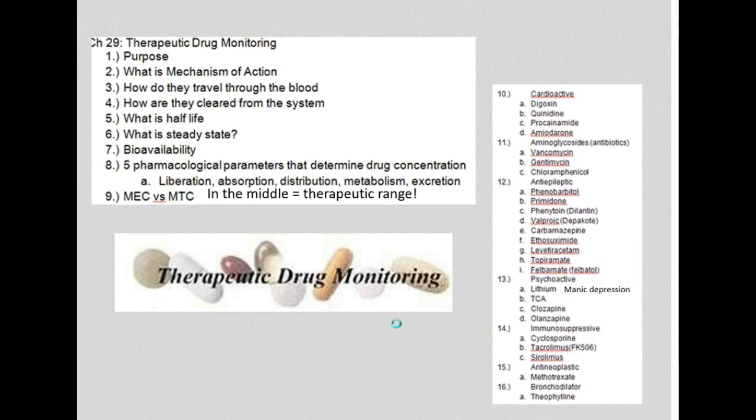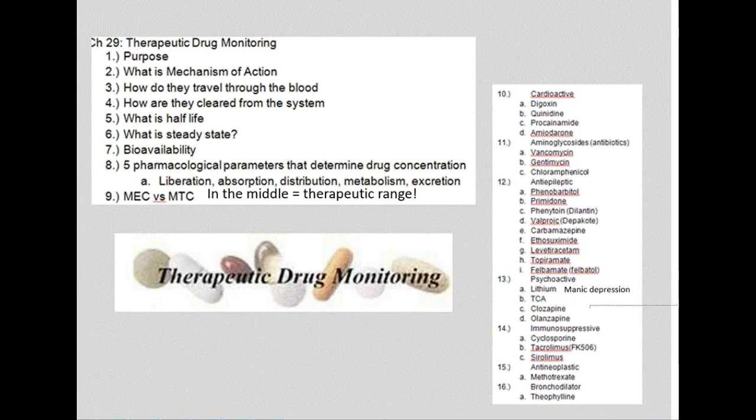Be familiar with steady state and the hop down to MEC versus MTC. You want to be right in the middle of those. That's called the therapeutic range, right? Be familiar with the 5 pharmacological parameters that determine drug concentration. I call this LADME, L-A-D-M-E. Liberation, absorption, distribution, metabolism, and excretion. Know the order of that, okay?